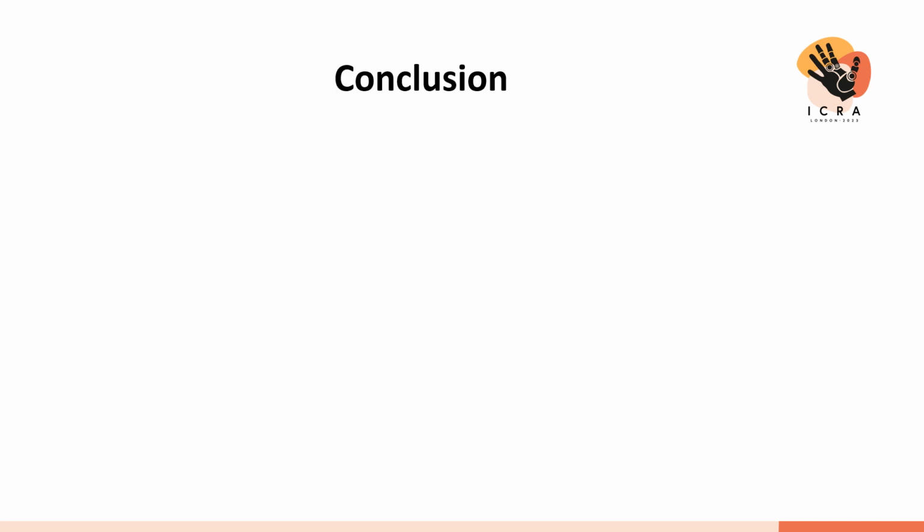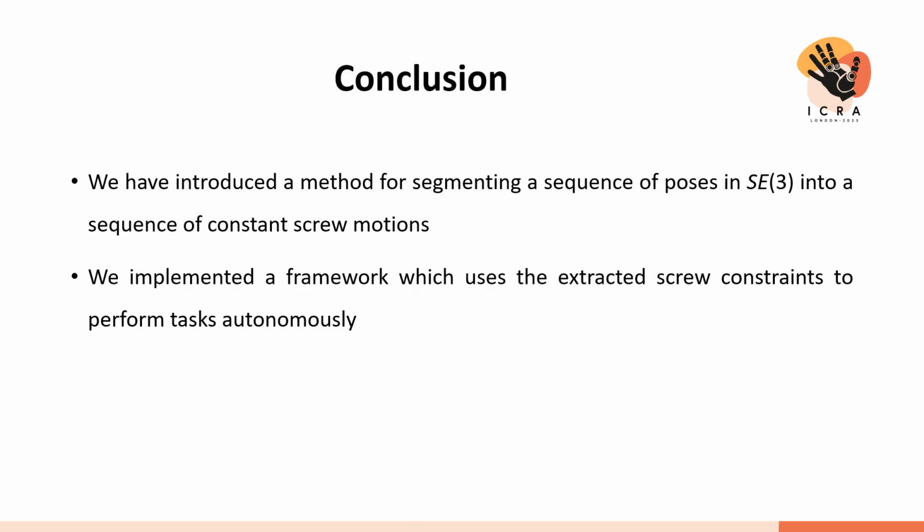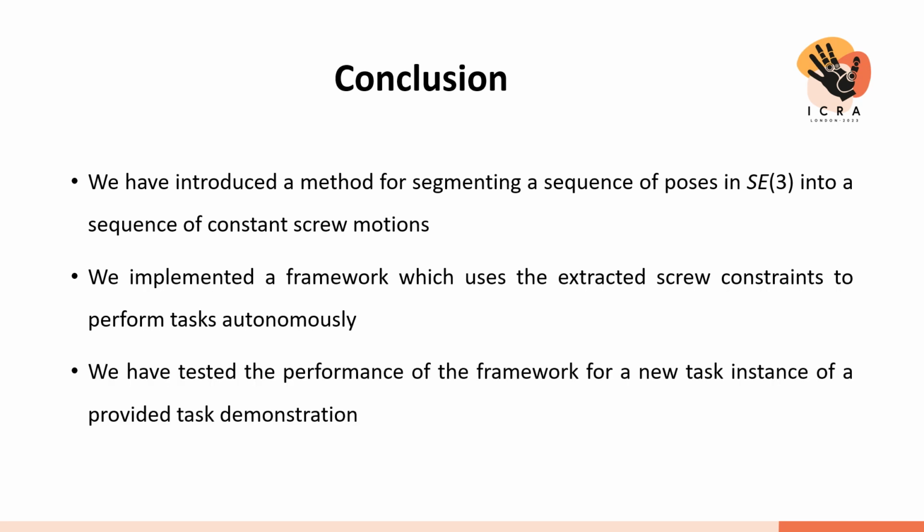In conclusion, we have introduced an algorithm for screw segmentation and implemented a framework which uses the extracted screw constraints to perform tasks autonomously. Finally, we have evaluated the performance of the framework. The key novelty of our method is the combination of data with classical ideas in screw theory that exploit the natural kinematic structure of motion. We show that exploiting the structure of motion can lead to data-efficient approaches for planning using human demonstration as a guide.